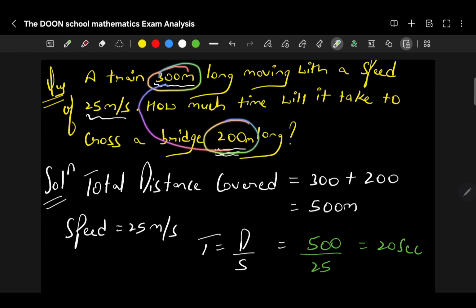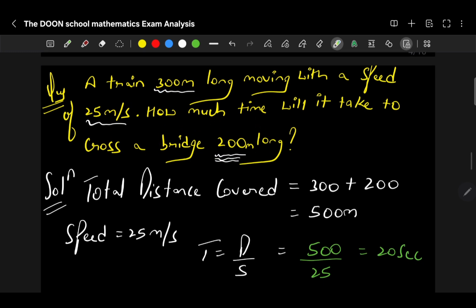So this question was from speed, distance and time, and train based questions. These are important questions. You should know these.